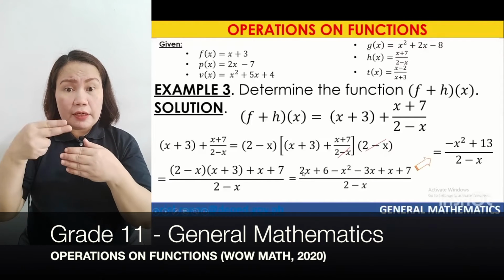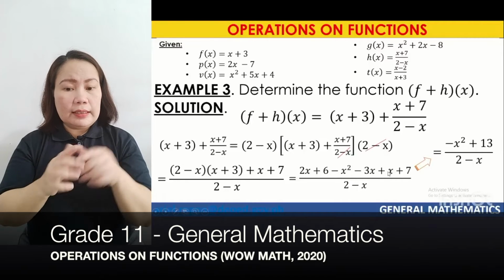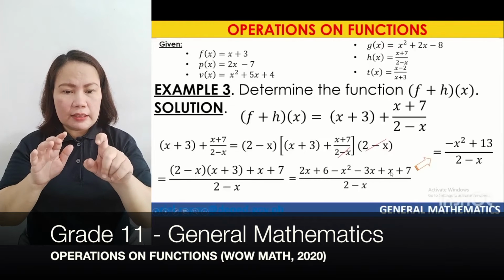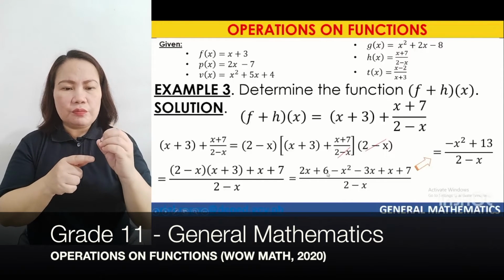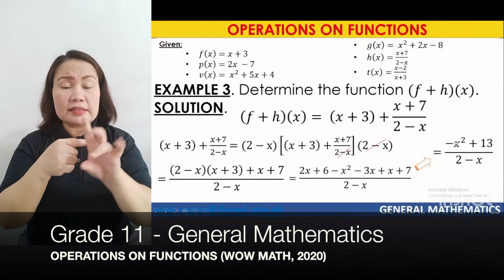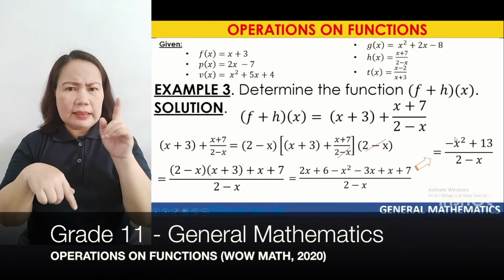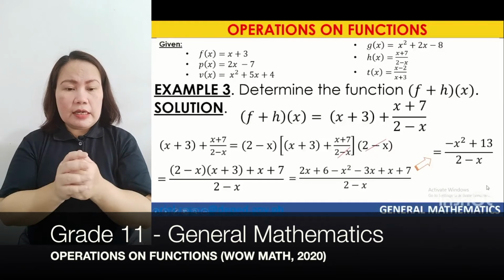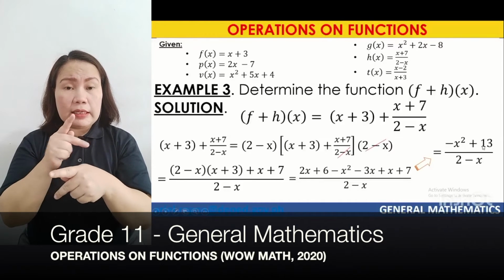And then, pagsamahin natin si 2x minus 3x plus x. 2x minus 3x, negative x, plus x, 0. So, wala na yung x. Ito na lang, 6 plus 7, 13. Ayaw natin na negative yung nasa unahan, no? So, anong gagawin natin? Imumultiply natin to sa negative 1, both numerator and denominator.